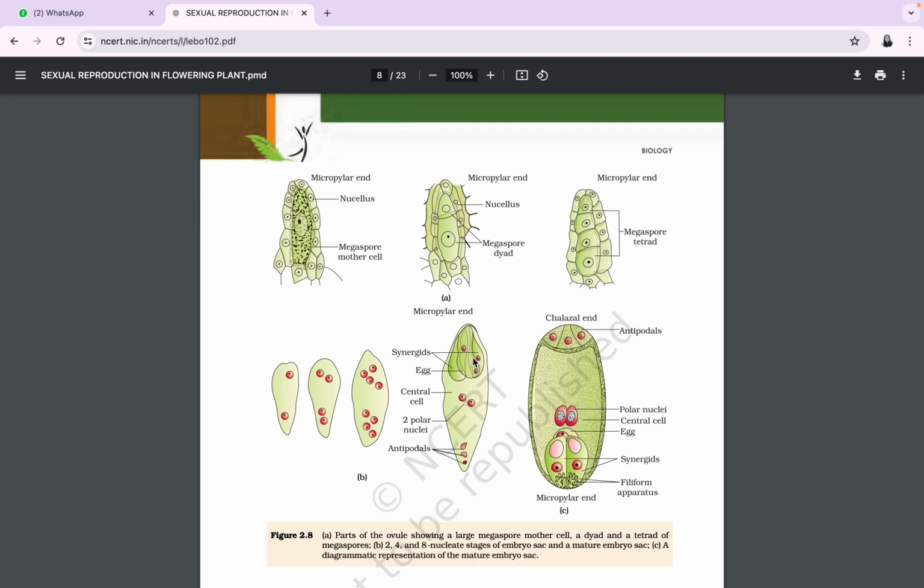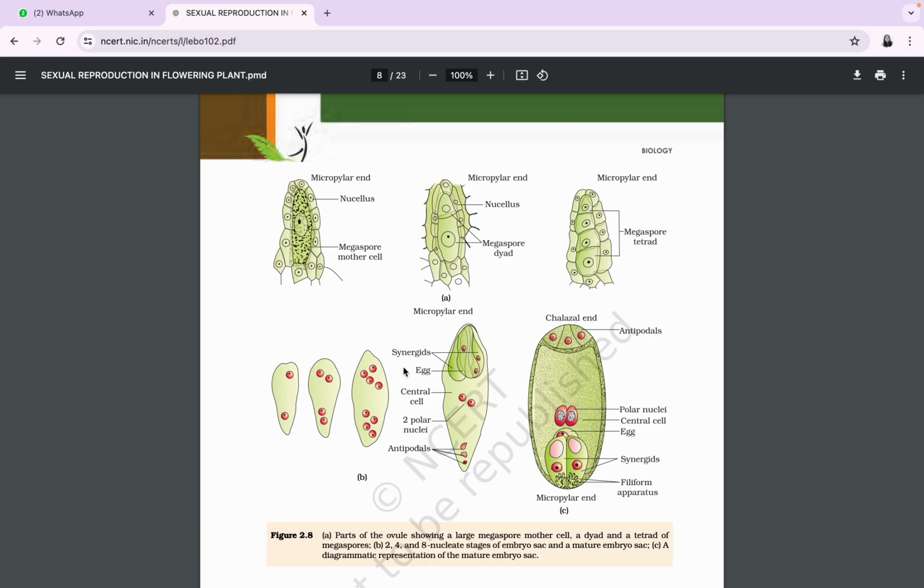Now if I invert this diagram completely, the micropylar end will go to this end and the chalazial end will come to this end. So don't be confused by these 2 diagrams. This is just the inverted version of this. See, the chalazial at the top, the micropylar at the bottom, the same image.